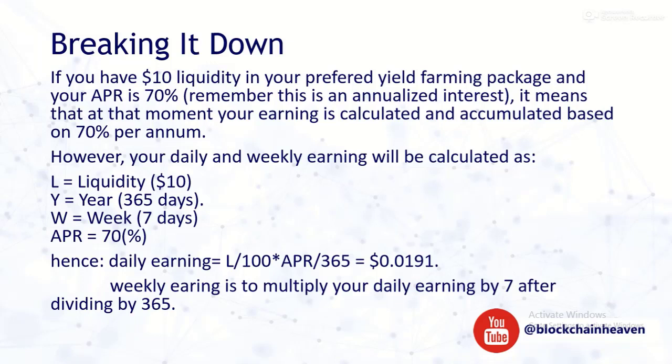However, your daily and weekly earning can be calculated as follows. Let L be liquidity, which is $10, Y be year, 365 days, W be week, 7 days, and APR 70%. Hence, your daily earning will be your liquidity, $10, divided by 100%, multiplied by APR, then divided by 365 days, which gives us $0.0191. Weekly earning is to multiply your daily earning by 7. So if you multiply this by 7, you get your weekly earning.